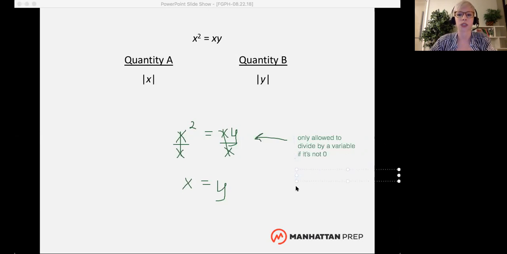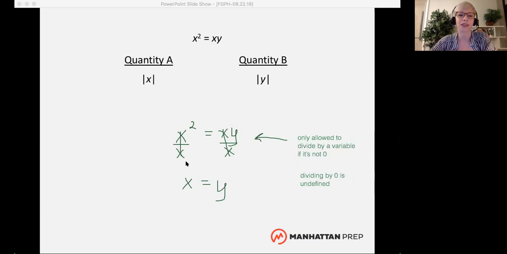Why is that a rule? Well, if we imagine, you could start with nothing and divide it into parts, it would just be parts of nothing. But can you imagine taking 10 apples and dividing them into no parts? Doesn't make any sense. So dividing by 0 is undefined. So you're only allowed to divide by a variable if you know that it's not equal to 0.